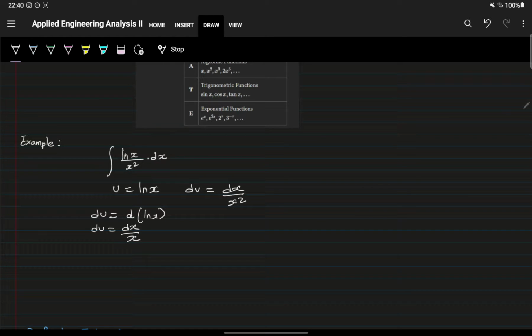And here, since we have dv, we need to find v. Let's apply integration on both sides, which gives v. We know the integral of 1 by x squared dx is the integral of x power minus 2 dx, and this would eventually give us minus 1 by x.